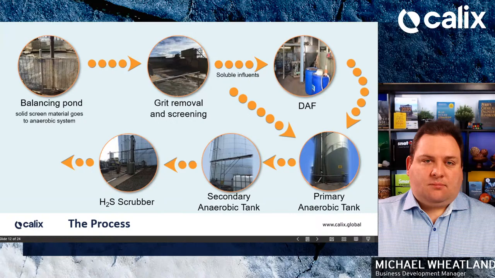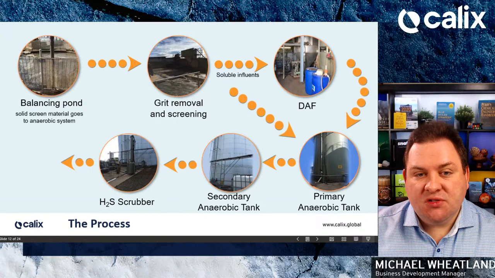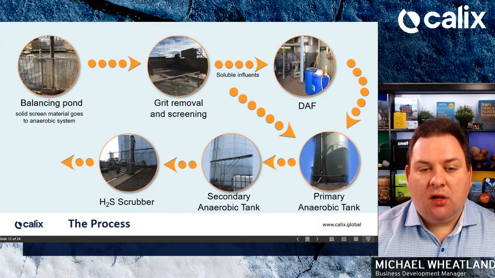So this specific system, there was a balancing pond. As you can see here, a balancing pond followed by a grit removal, so it's essentially just removal of stones and rocks and stuff like that. There was a DAF, which is a dissolved air flotation tank. That's used to remove fats and greases, so it floats out the solids to concentrate them.